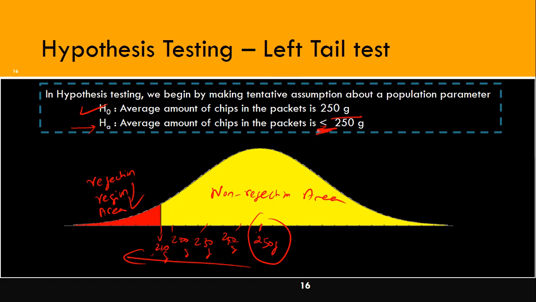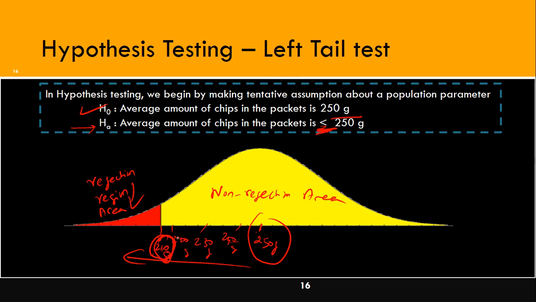Since in the alternative hypothesis you want to test less than 250 gram, it is a left tail test, because the rejection region will be on your left side. The red colored one is your rejection region area. Anything less than this, so you need to define some cutoff point here.